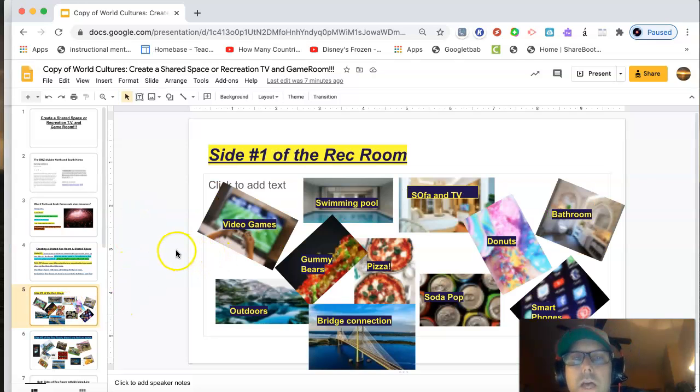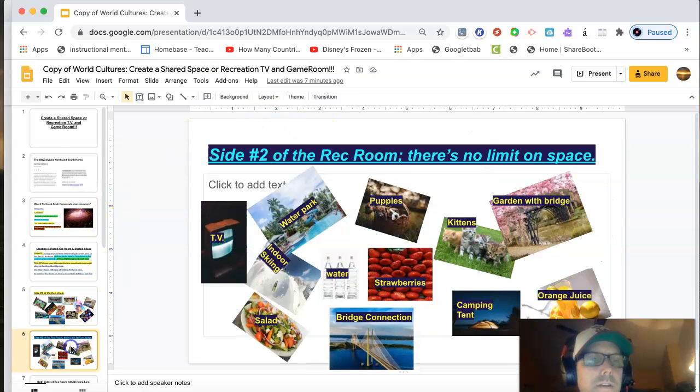All right, so side one on the rec room, we've got our video games. We have access to the outdoors and some mountains. We have a massive bridge connecting and dividing each side of the room. Again, this is fictitious, obviously. Gummy bears everywhere. We have an indoor swimming pool on this side of the room. Sofa and TV. Tons of pizza. Soda pop. Donuts. A luxurious bathroom and smartphones and high speed internet. It's going to be amazing.